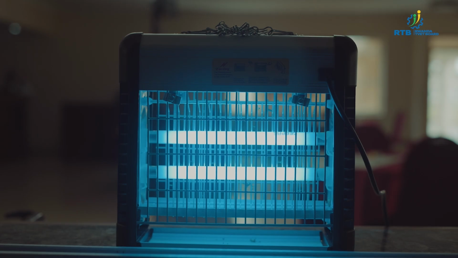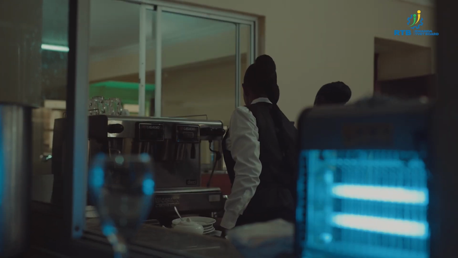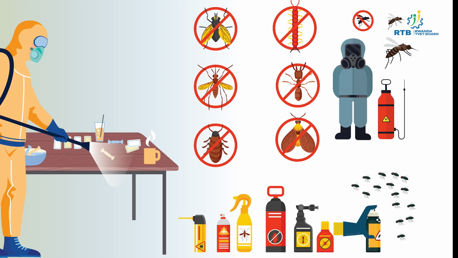Electronic fly killers and traps are effective for flying insects, while insecticides and fogging tackle a broader range of pests. Rodenticides control rodent populations, while heat treatment can eliminate bedbugs and other pests in infested areas. By deploying these methods strategically, pest infestations can be effectively managed, ensuring a hygienic environment in kitchens and restaurants.